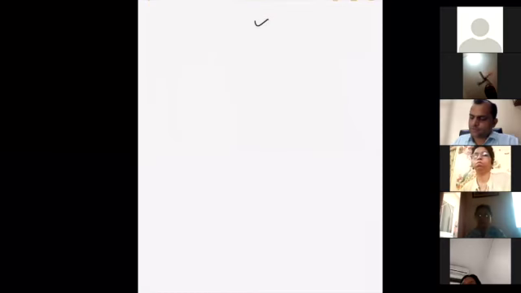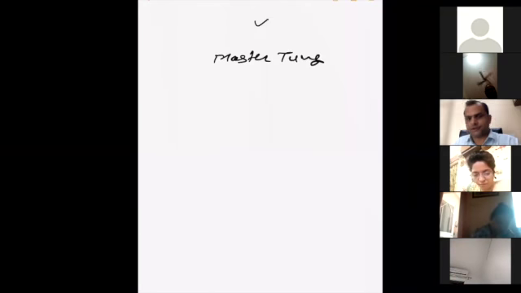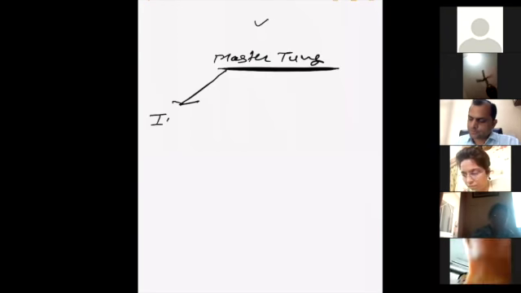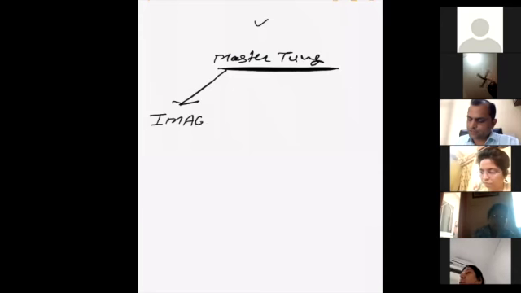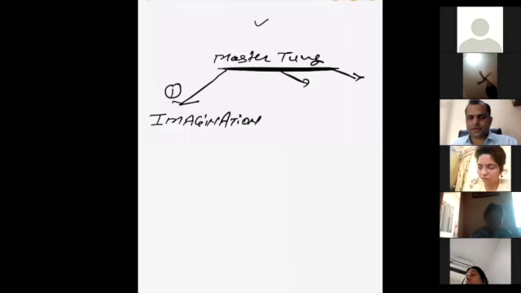So Master Tung has given 3 patterns. The pattern number 1, do the treatment via the imagination. And second and third, we will discuss later on. Right now, we are working on the first concept, that we have to do the treatment as per imagination.